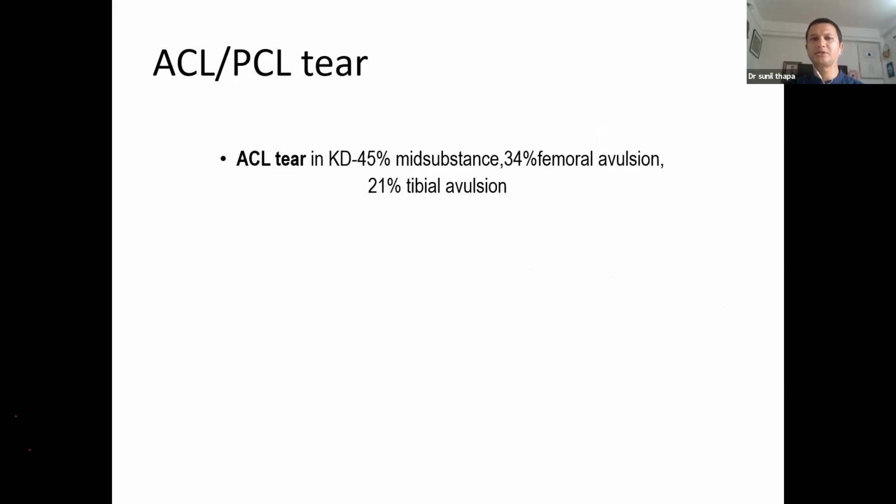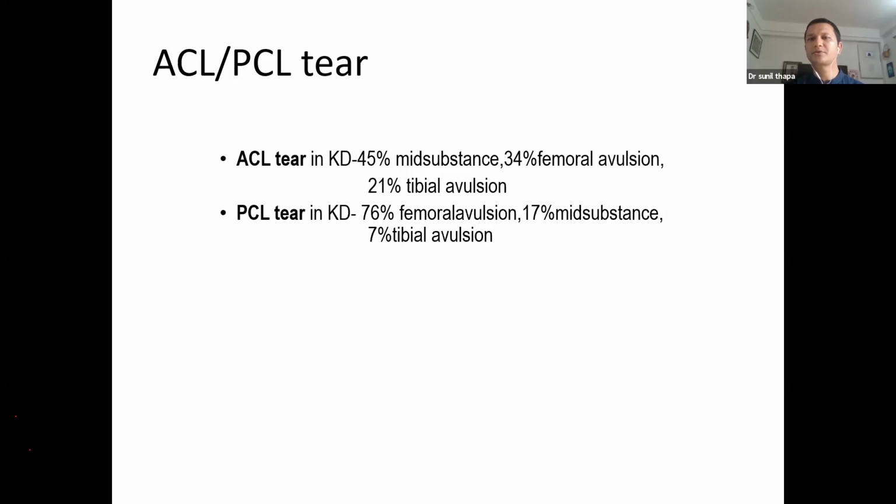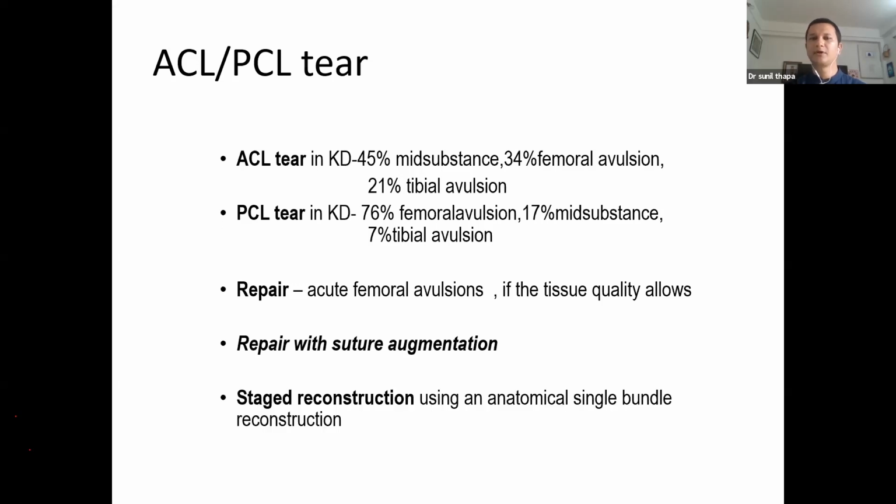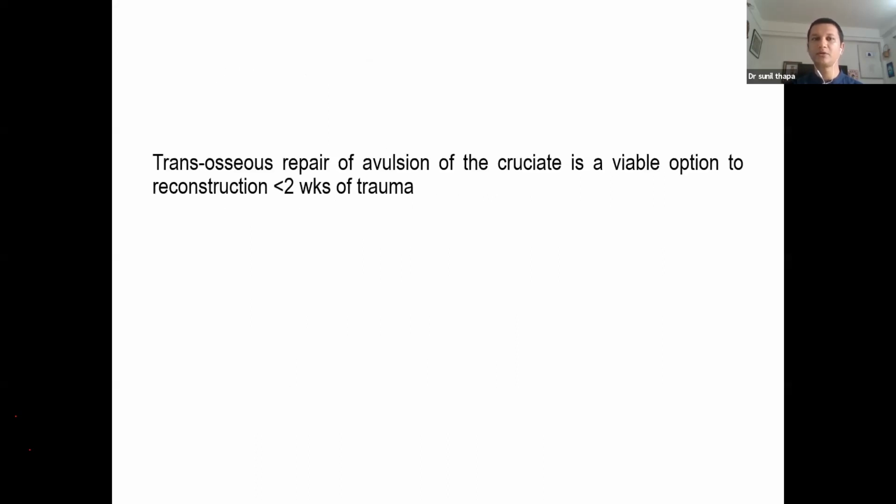For ACL and PCL tear, the ACL tear is most of the time mid-substance in case of knee dislocation, and 34% is femoral avulsion, while PCL tear is mostly femoral avulsion. Repair is possible in acute femoral avulsion of the ACL with good tissue quality, as well as for PCL femoral avulsion. It may be a simple primary repair or a repair with suture augmentation. For other types of tear, and for late or staged procedures, reconstruction is always the treatment of choice, and we usually do a single bundle anatomical reconstruction for both.